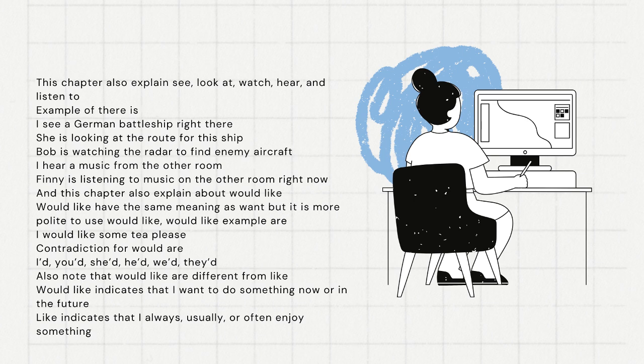And in this chapter, it also explains would like. Would like has the same meaning as want, but it is more polite to use. A would like example is: I would like some tea, please. Also note that would like is different from like. Would like indicates that I want to do something now or in the future. Like indicates that I always, usually, or often enjoy something.